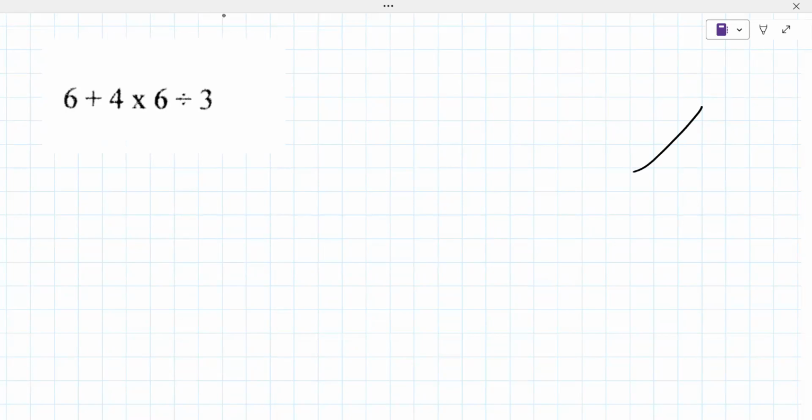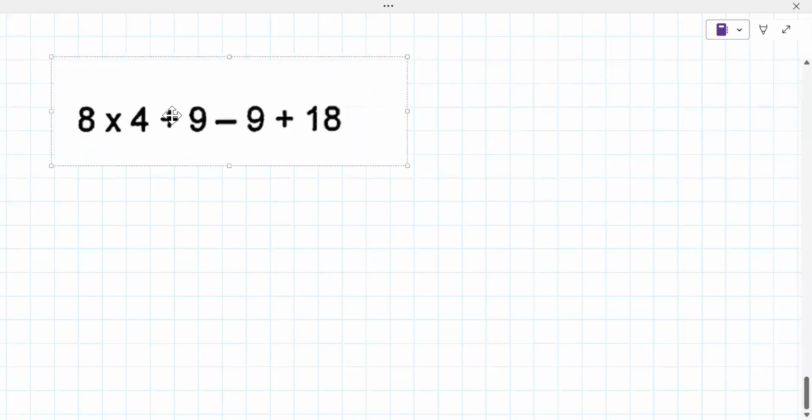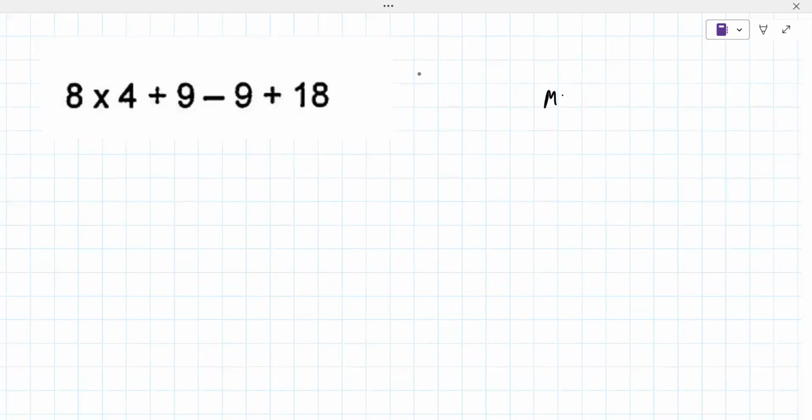Okay, actually, sorry, this is the same. Whoops. Give me a moment here to find one that's slightly different. Okay. So again, you want to do multiplication and division before addition and subtraction, please.